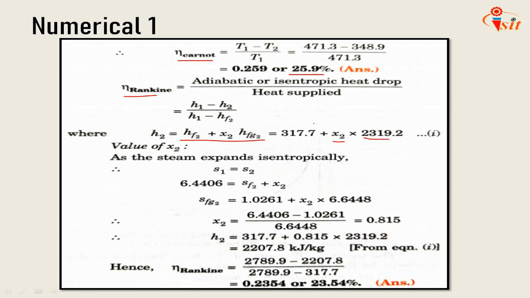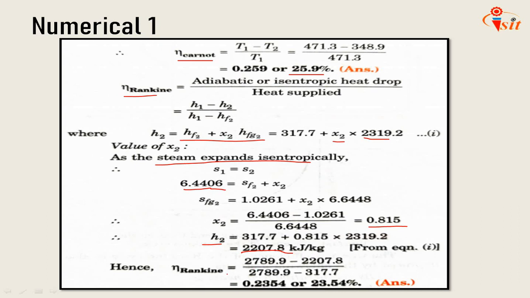Okay, so now how do we calculate X2? We know that steam expands isentropically, so entropy remains constant, S1 equals S2. S1 we have, that is 6.4406, equal to Sf2 plus X2 Sfg2, which is 1.0261 plus X2 multiplied by 6.6448. So X2 comes to 0.815. Now substituting the value of X2, we calculate H2 and get 2207.8 kilojoule per kg from equation 1.